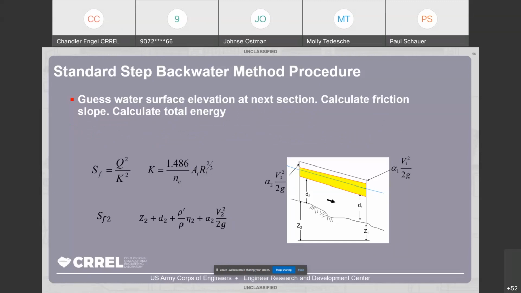Now we do the same thing at the next cross section upstream. This is the step backwater part of the process. We're moving upstream from some known downstream conditions. So we guess the depth here to start, and that might seem kind of arbitrary. But again, it's an iterative method, and we'll refine the guess later. There are some smart, efficient ways to make these guesses, but that's for another discussion. Now we have a friction slope for this section, S sub F, and the total energy based on our guess of the stage.